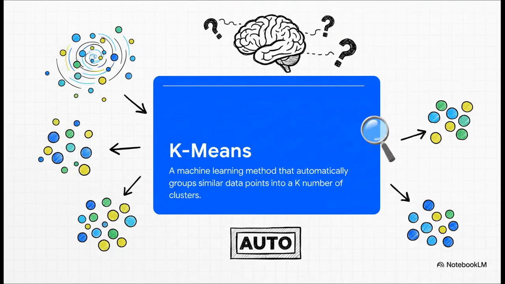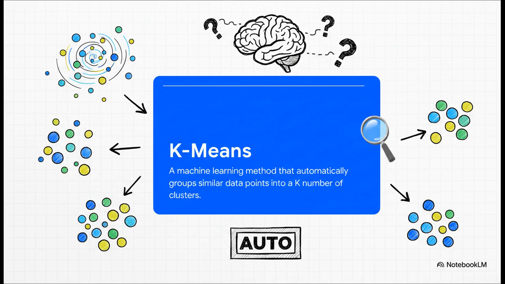So what is k-means really? At its heart, it's a way to automatically sort data into a number of groups or clusters that you choose beforehand. Now, the key word there is automatically. This is what we call unsupervised learning, which is just a fancy way of saying we don't give the AI the answers. We just give it the messy data and say, go find the patterns. And it does it all by itself.